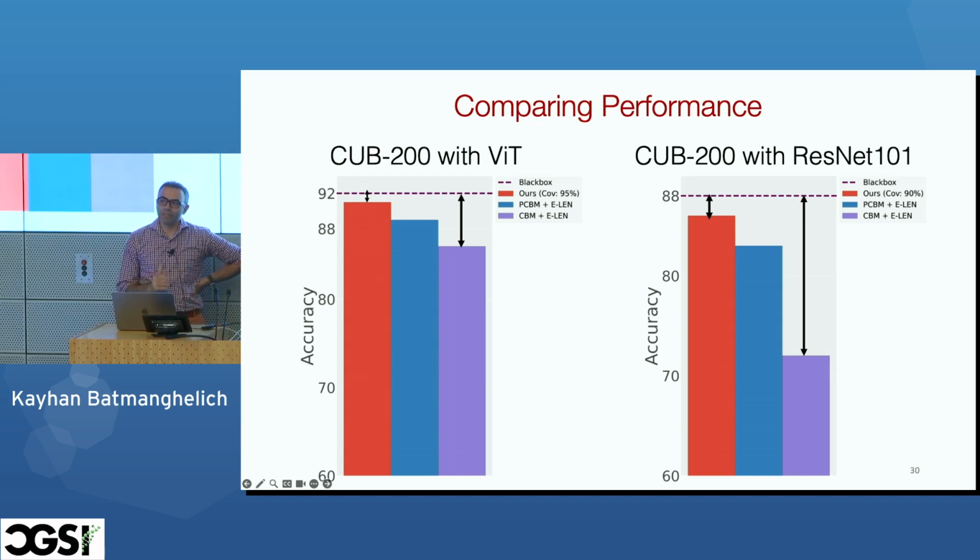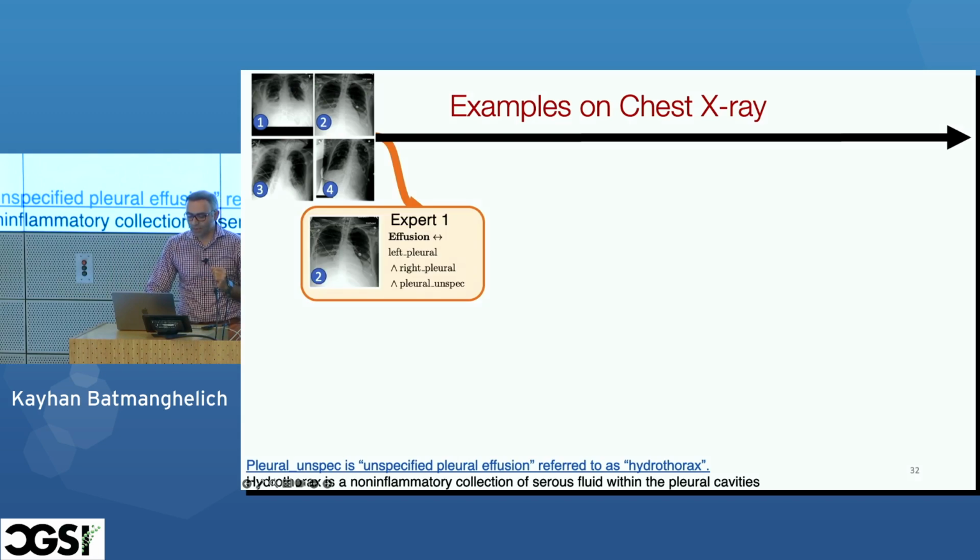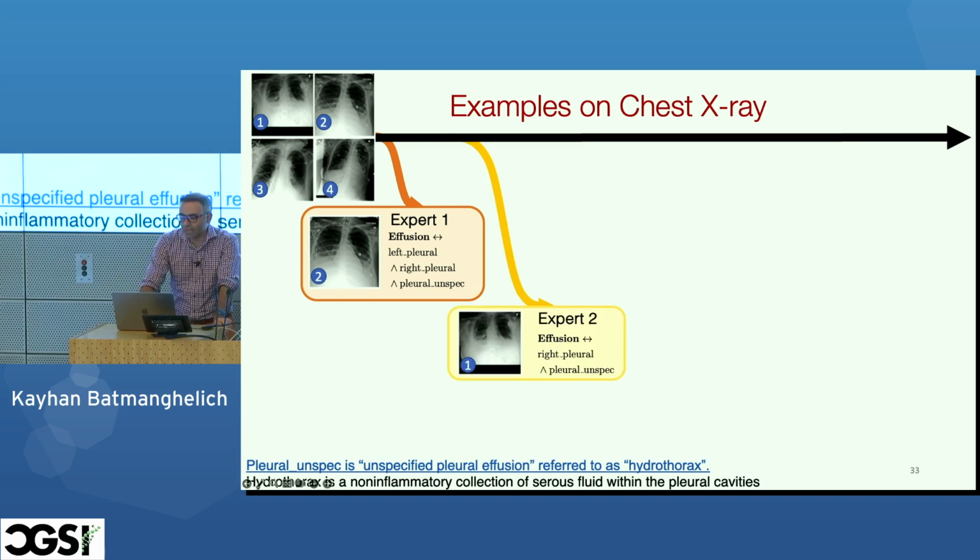So the take-home message is that regardless of the performance of the black box, you can carve out a lot of explainability methods that explain the decision in a very simple way, in a simple function. On chest X-ray, for example, I'll just show you a simpler example. Like, for example, one rule for pleural effusion says that it's either on the left side or on the right side, or there is hydrothorax, which is usually referred to as unspecified pleural effusion. And different experts make it more specific.